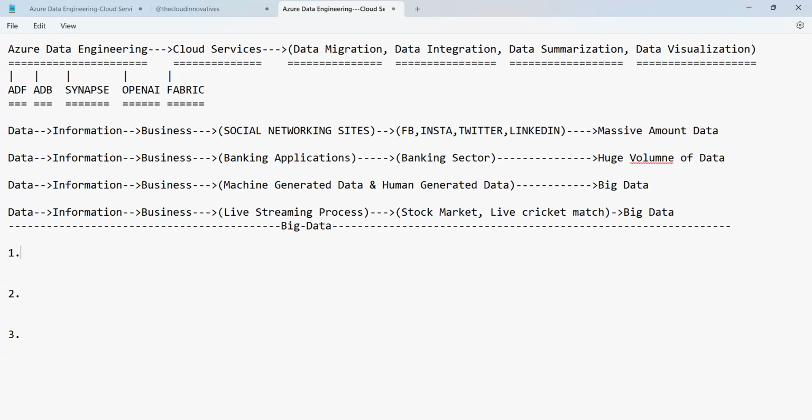What are those? The first one is called as what, guys? Structured data. Second one is called as what? Semi-structured data. Then you have unstructured data. These are the three categories of data we have: structured data, semi-structured data, and as well as the unstructured data.